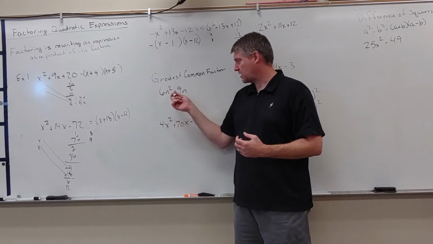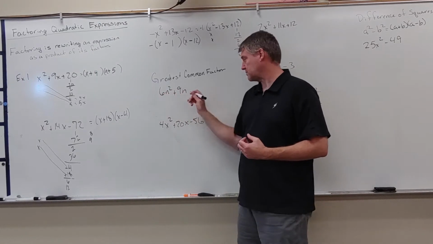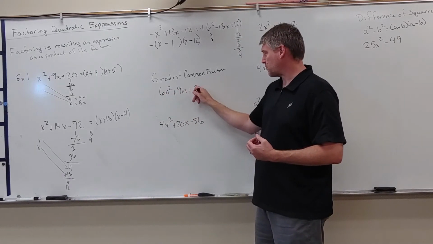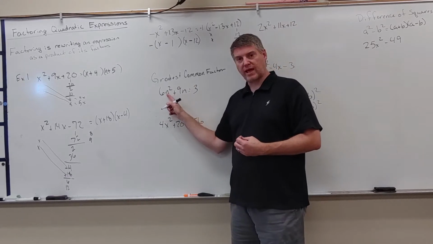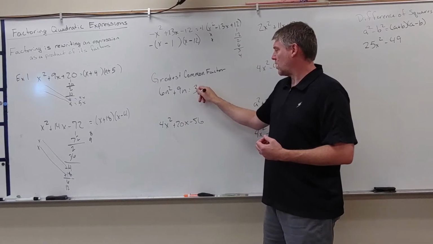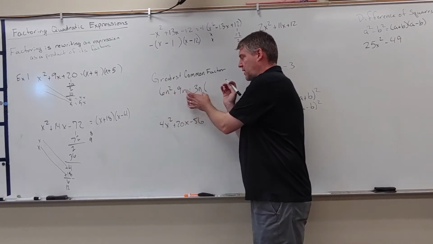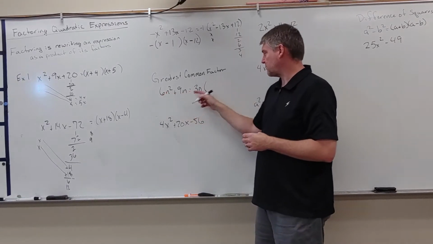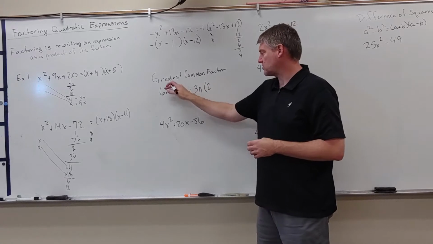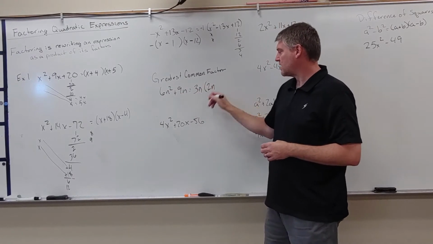Is there something in common between 6 and 9? Well, that's 3. What's in common between n squared and n? Well, they both have n. So now I'm going to reduce this by 3n. So 6 divided by 3 is 2. N squared divided by n is n.